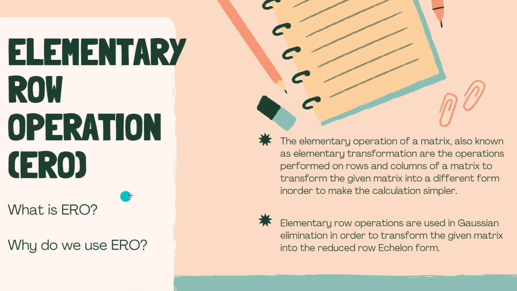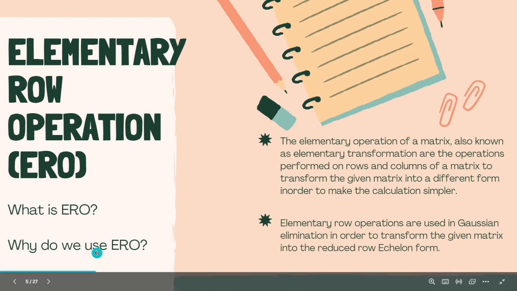What is ERO, or elementary row operation? The elementary operations of a matrix, also known as elementary transformations, are operations performed on rows and columns of a matrix to transform the given matrix into a different form in order to make the calculation simpler. And why do we use ERO? Elementary row operations are used in Gaussian elimination in order to transform the given matrix into the reduced row echelon form, or what we call REM and RREM.